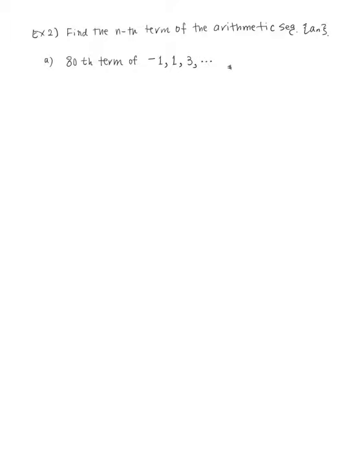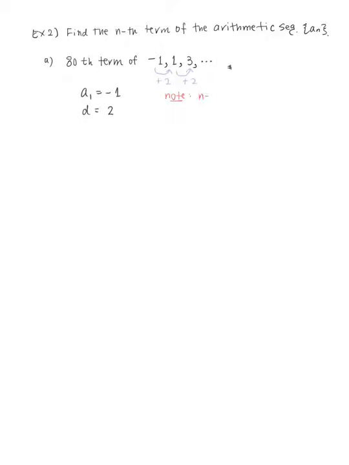So let's first try to compute the common difference. From here to here, what do we need to do? Add 2, and then 1 to 3, we need to add 2. So it looks like our common difference is going to be 2, and the first term, which is a sub 1, is negative 1. d is 2. Now to find the 80th term of this sequence, we need to use this formula here.